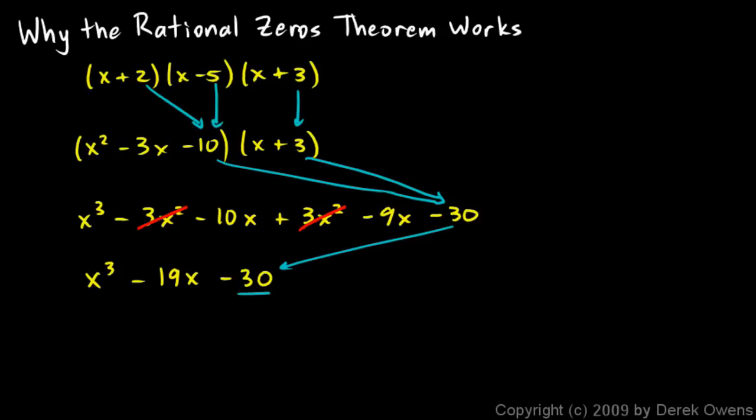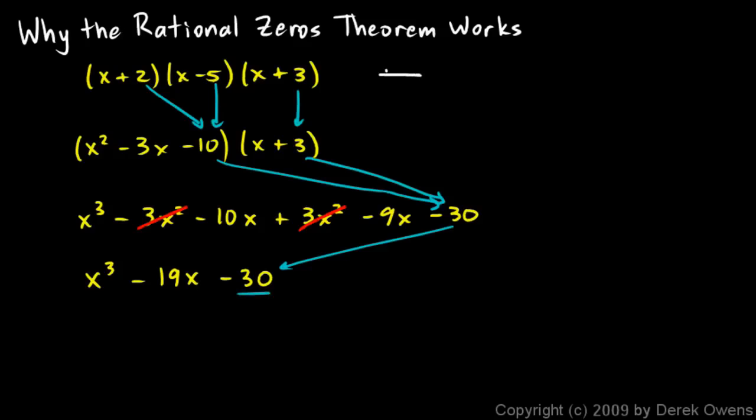So you can see, you can trace it through there with those arrows that I've drawn. That 30 came from this 2 and this 5 and this 3. And it even has this minus sign carried all the way through right there. That constant term right there at the end came from my original factors.